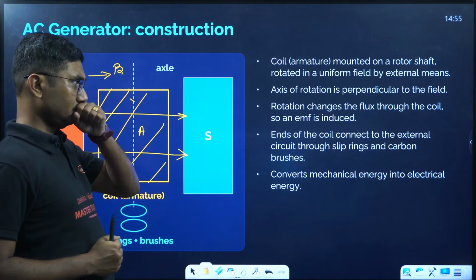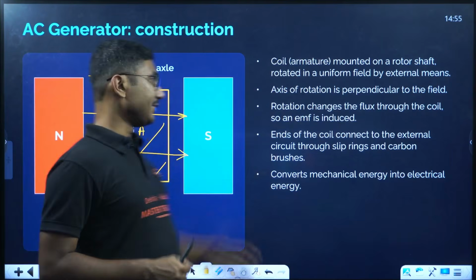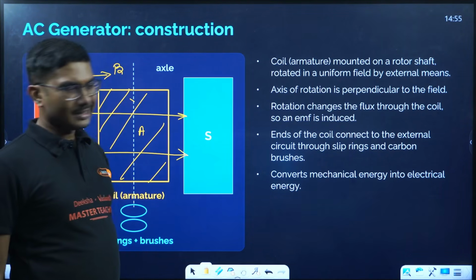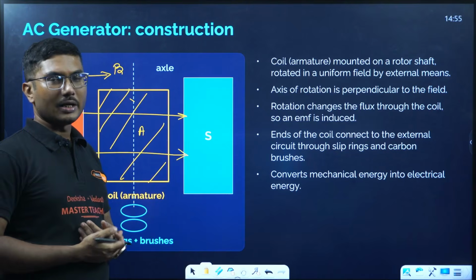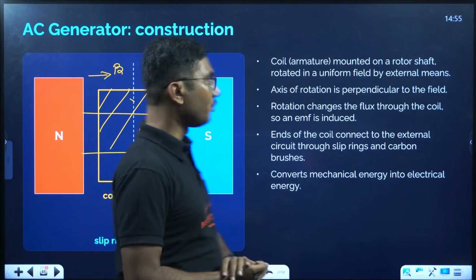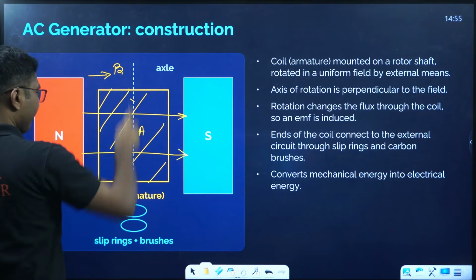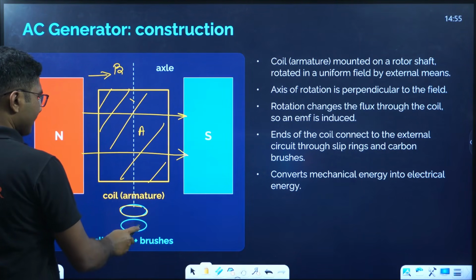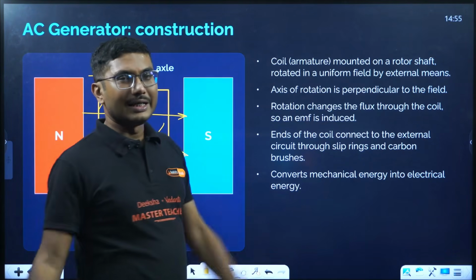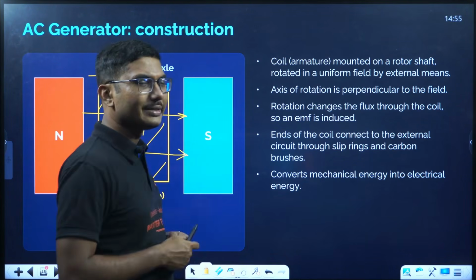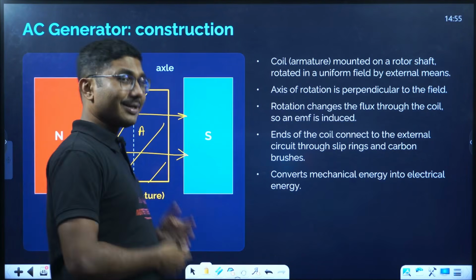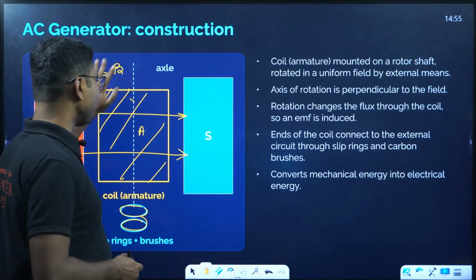This is called a coil or armature. Armature is a technical term; in a normal way we can say coil. The coil is mounted on a rotor shaft. A rotor shaft means there is a shaft with some special design which can make this thing rotate in a magnetic field. There are also some techniques through which we can collect the current as well. That is the engineering part, not the physics part. The physics part is simple.